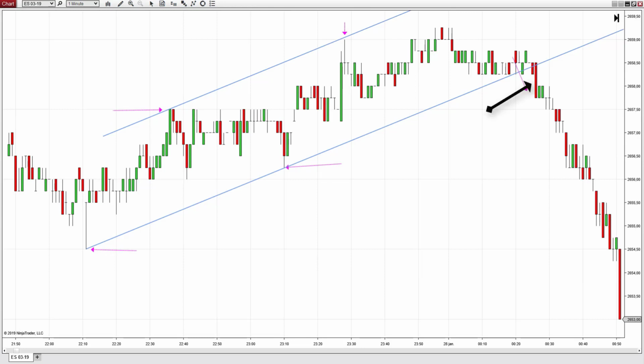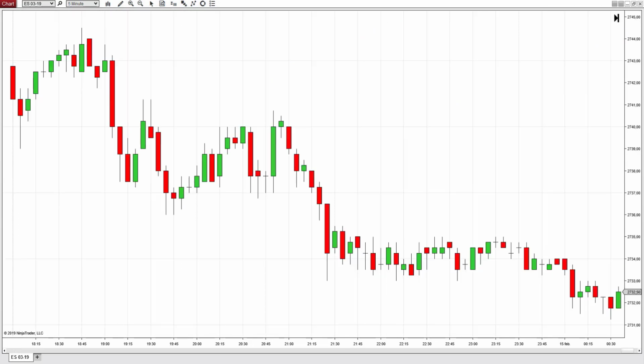You want to see a big red candle, high volume on the breakout, because that tells us that there's a lot of supply entering the market. The sellers are in control. Then when the retracement occurs, this should be on diminishing volume candles that get smaller and smaller. Same thing in a downtrend channel.